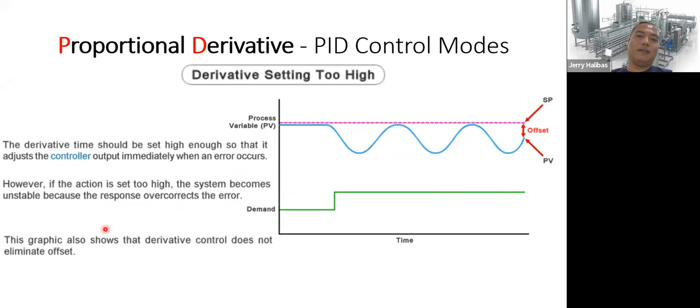Okay? So it goes to show that this graphic, this picture, also shows that the derivative control does not eliminate the offset. Okay?